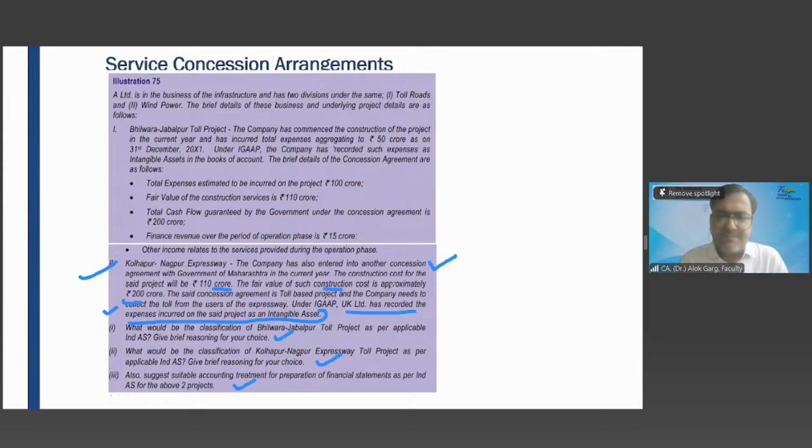Friends, in this question, for Kolhapur Nagpur, the budgeted cost of construction is given as 110 crore. The fair value of the construction cost is also given, 200 crores. Does the question say anywhere that there is a guaranteed cash flow? No, sir. What it says is that the company needs to collect the toll from the users of the highway. So what is the nature of the consideration? It is an intangible asset, a right to receive, not a contractual right to receive fixed cash. It is giving you a right to receive cash. Correct? Yes, correct sir.